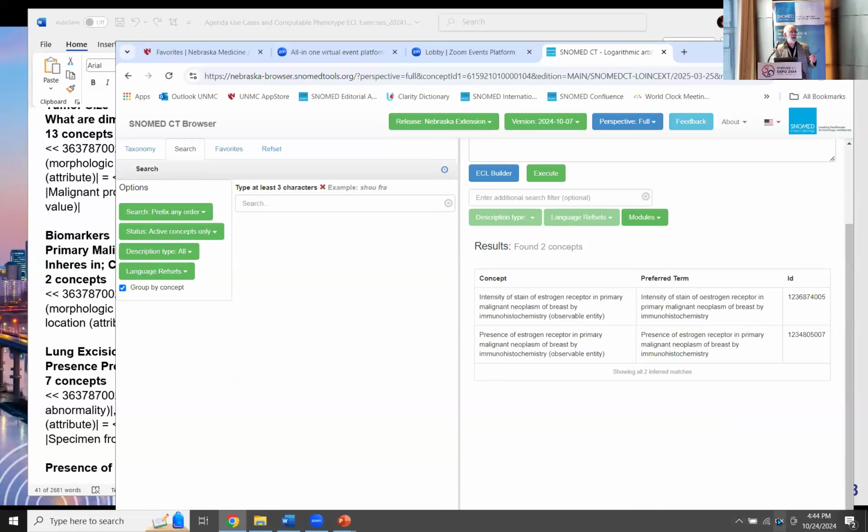And when we run that executable, you can see we've basically got two particular findings, which the pathologist reports by protocol: whether or not there was estrogen receptor activity present, and then secondly, how intense was the staining, because this is an immunofluorescent stain technique that is used to report this.